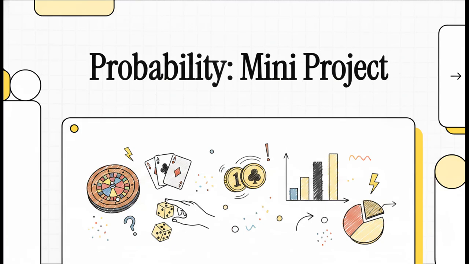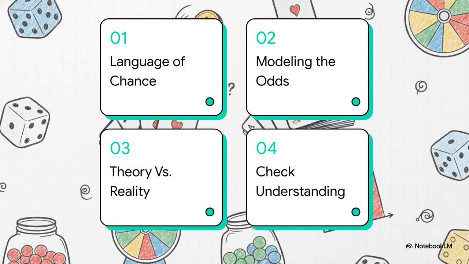Welcome to this explainer for the Grade 7 Mathematics Supplemental Lesson: Probability Mini Project. I am so excited to guide you through this today. We're going to do something mathematicians absolutely love. We're taking abstract concepts, luck, chance, randomness, and translating them into concrete reality using numbers. By the end of this, you'll have a totally new lens for looking at the data and claims you run into every single day. Okay, let's dive into this.